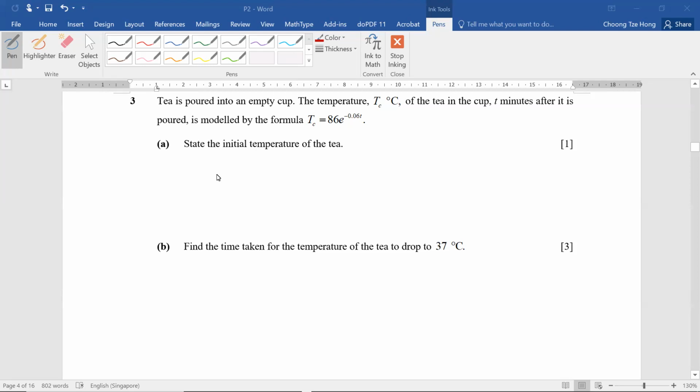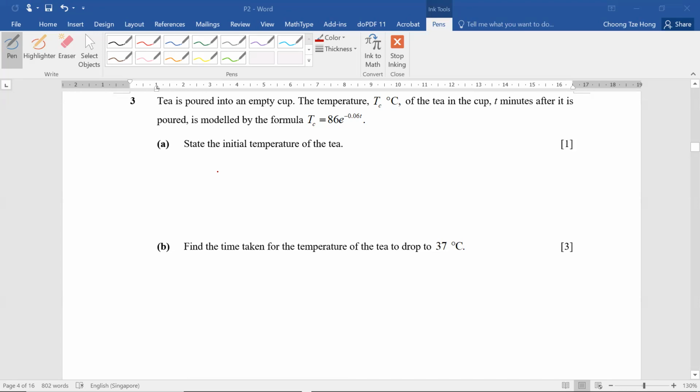Tea is poured into an empty cup. The temperature Tc degrees Celsius of the tea in the cup t minutes after it is poured is modeled by the formula Tc equals 86 times e to the power of negative 0.06t. This is basically a scenario whereby you pour some hot tea inside a cup. Of course, if the tea is left out in the open at room temperature, then the temperature of the tea will start to decrease.